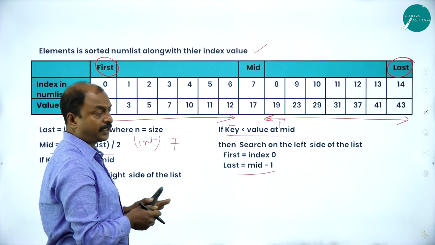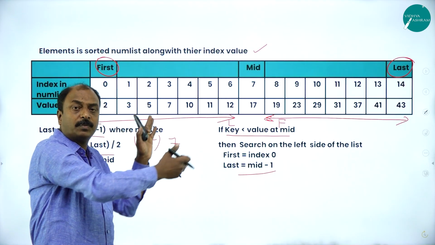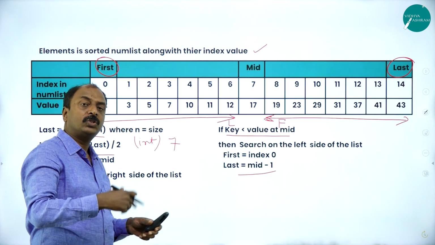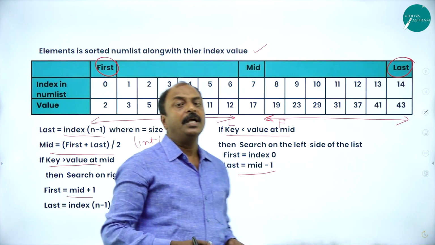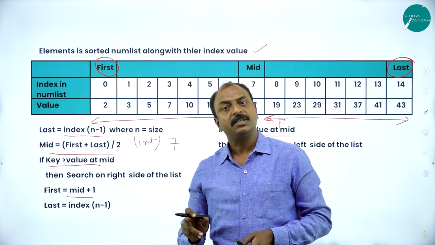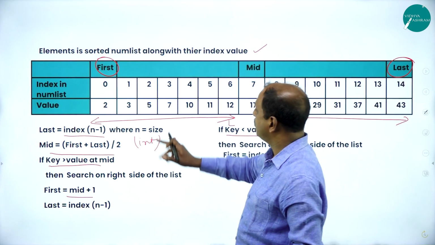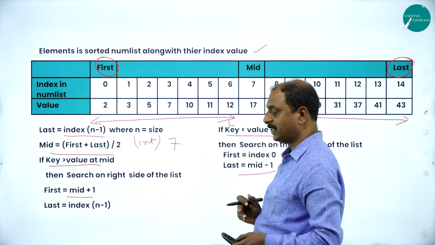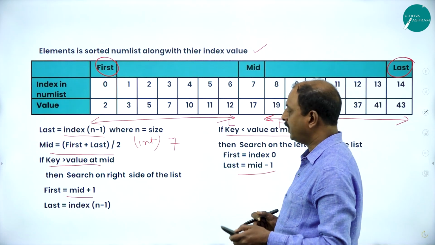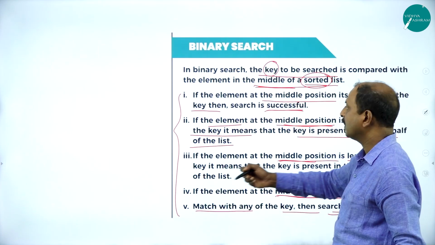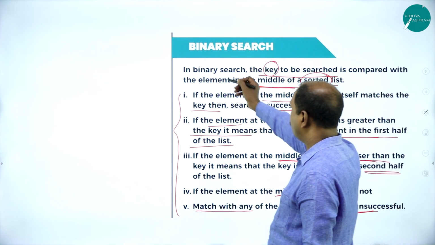See, this is the logic. In this list we have to find the middle element, and again start comparing with the key element. If the middle element matches the key value, then the search is successful. This is the process of binary search, which is what we learned in the definition or points in the slide here.